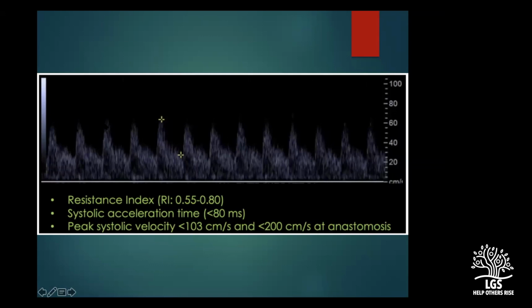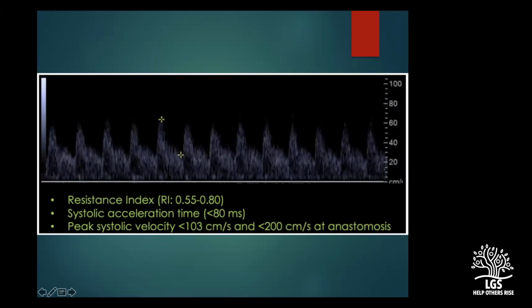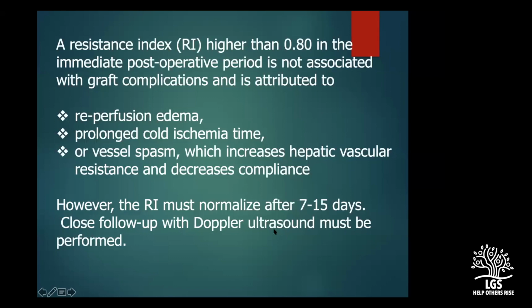And just to explain the parameters, this is how the waveform should look when you do the Doppler. Very sharp systolic upstroke, and then the diastolic is not delayed. This is a diastolic stroke, that is a systolic upstroke. So the RI, as we all know, should be 0.55 to 0.8. And the peak systolic velocity should not be more than 200 centimeters per second. These are the only two things that we need to be aware of, RI and the peak systolic velocity. If the RI is less than 0.55, that's when we would worry. If the peak systolic velocity is more than 200, that's when we would worry.